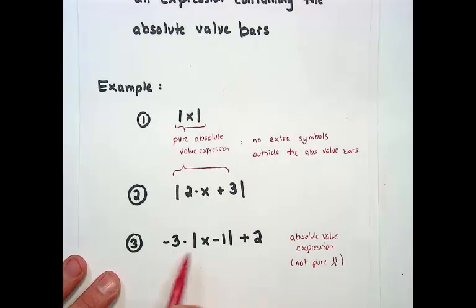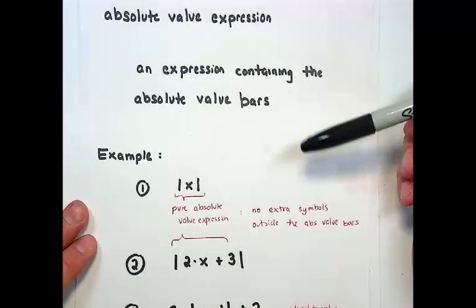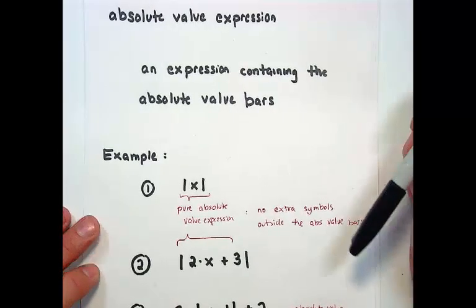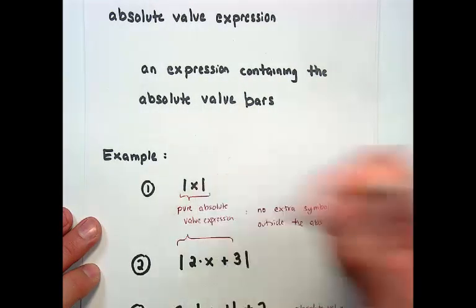It's not pure because this negative 3 is on the outside of the absolute value bars, and so is that positive 2. That messes up our pure form. So the whole idea is absolute value expressions are mathematical statements that include no equal sign and absolute value bars.